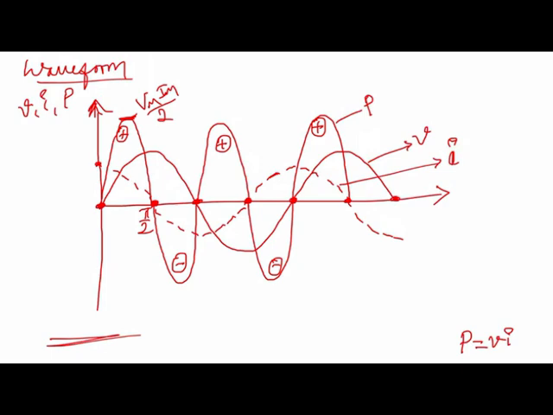And the power consumed in all 3: in the resistor it is Vrms into Irms. In the inductor and capacitor it is 0. So the inductor and capacitor do not consume any power in electrical circuits. The only element which consumes power in an electrical circuit is the resistor.